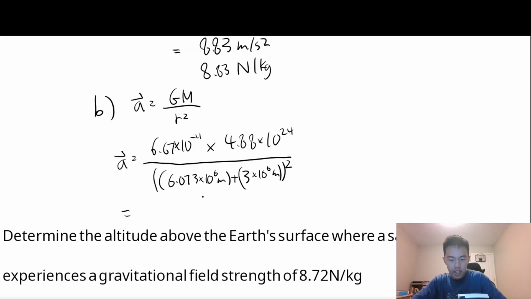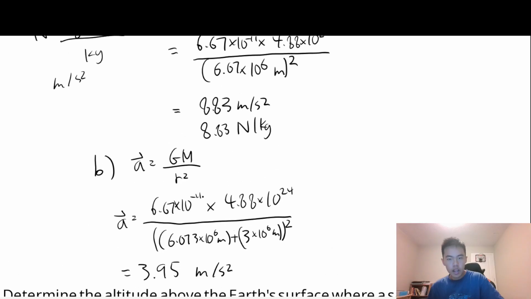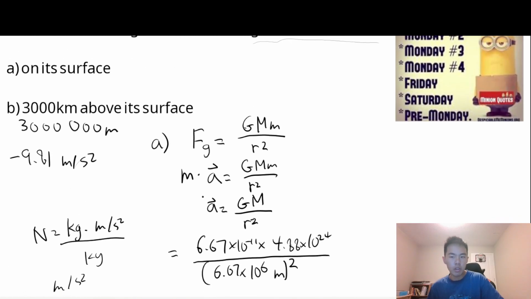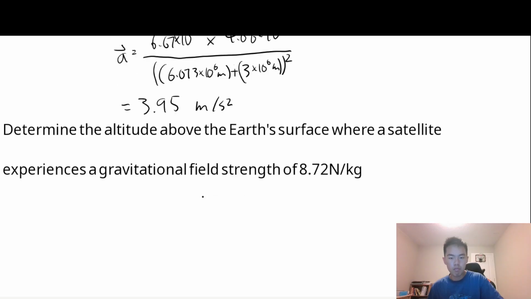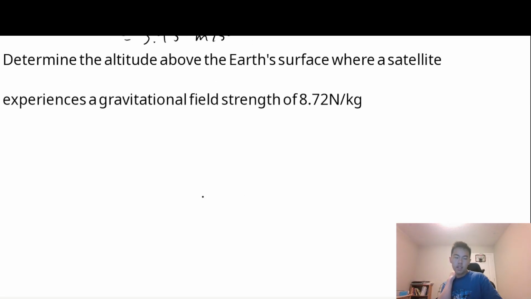Honestly, typing it into your calculator takes so long. I don't like this, but it is what it is. Let me square that. It's giving us 3.95 newtons per kilogram or meters per second squared. Great. And it was asking for magnitude. So, now, second question.